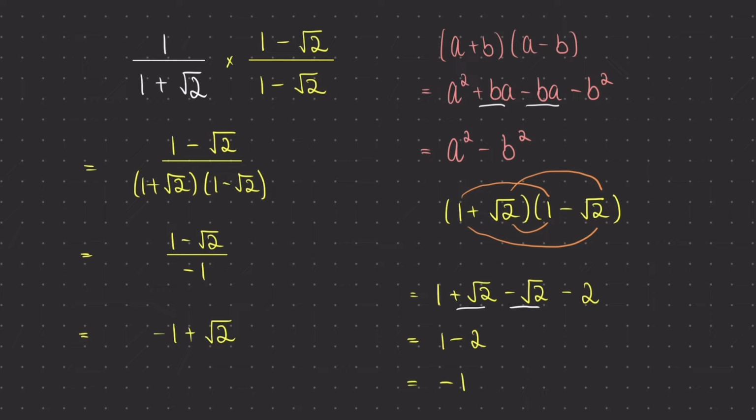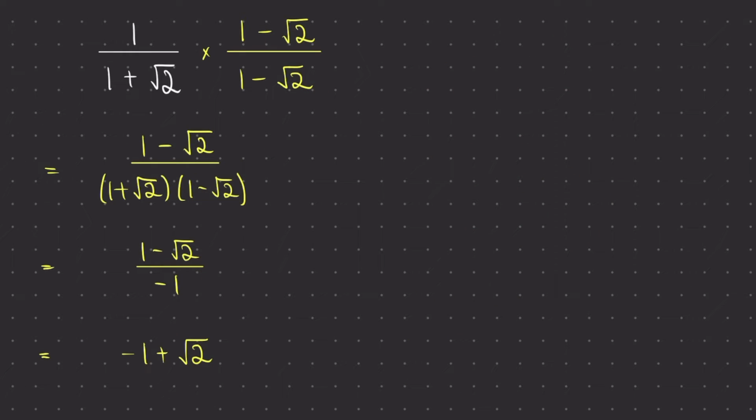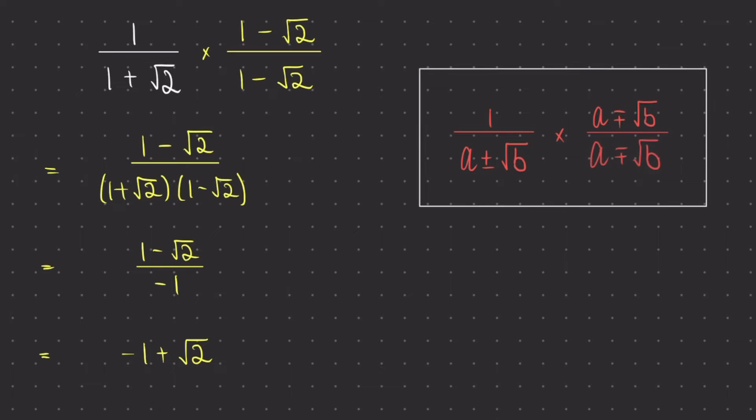Let's look to generalize this idea. When we have the expression 1 over a plus or minus the square root of b, we're going to need to multiply by the same expression top and bottom on this fraction, and we're going to flip the sign between the rational number and the surd. So for the plus case, it will be minus, and for the minus case, it will be plus. So this is the general rule that we must use when we're looking to rationalize a denominator.